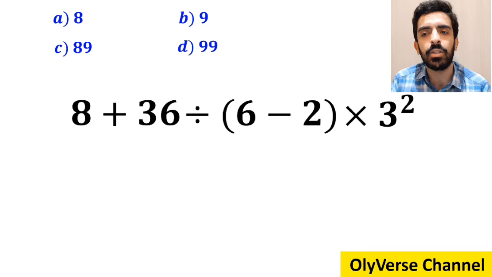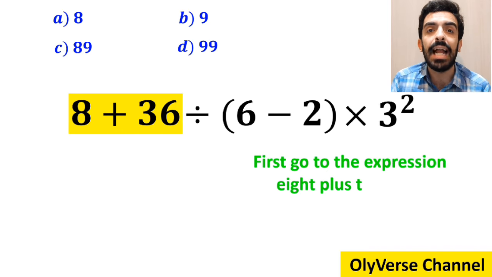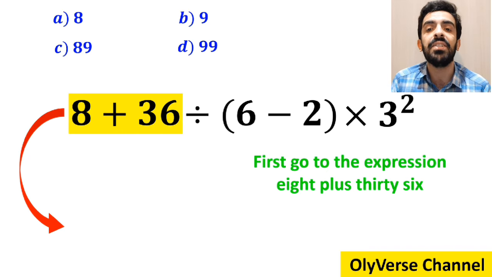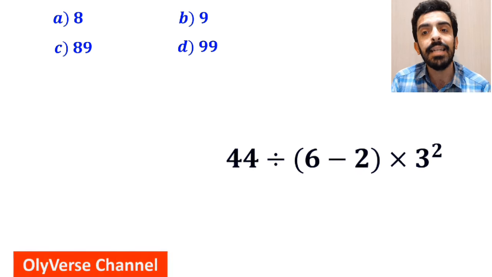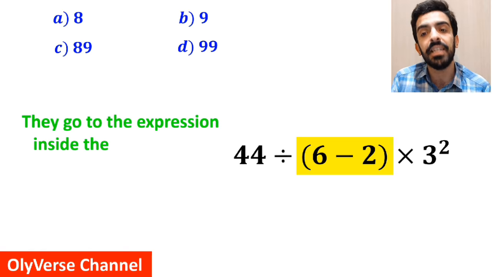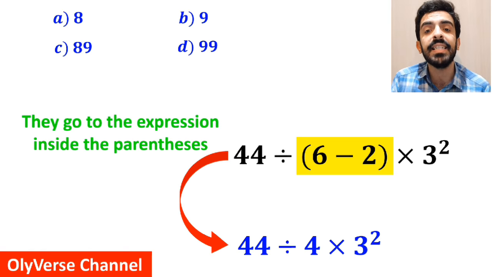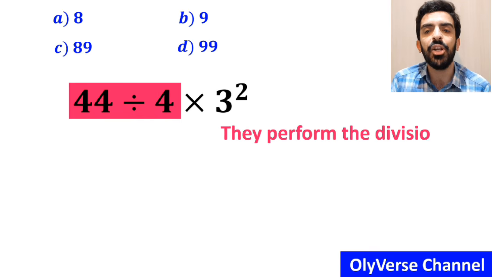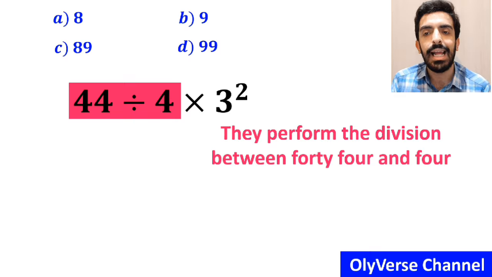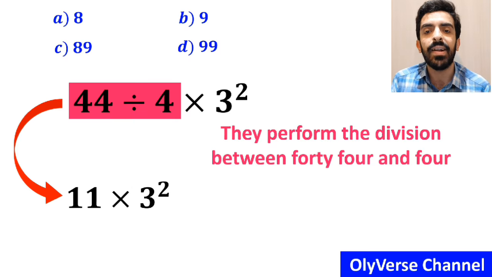Many people, to solve this question, first go to the expression 8 plus 36, and instead of this expression, they write 44 divided by (6 minus 2), then times 3 to the power of 2. In the next step, they go to the expression inside the parentheses and simplify it to 44 divided by 4 times 3 to the power of 2. Then, they perform the division between 44 and 4, and instead write 11 times 3 to the power of 2.